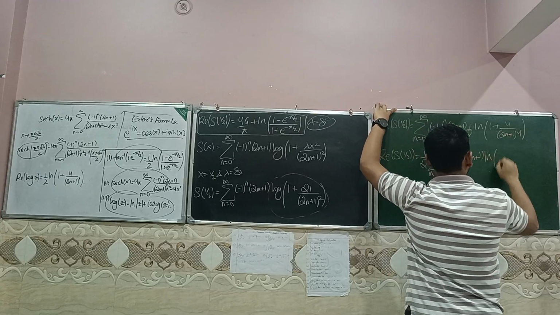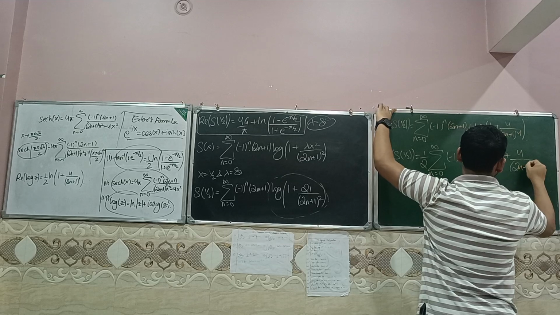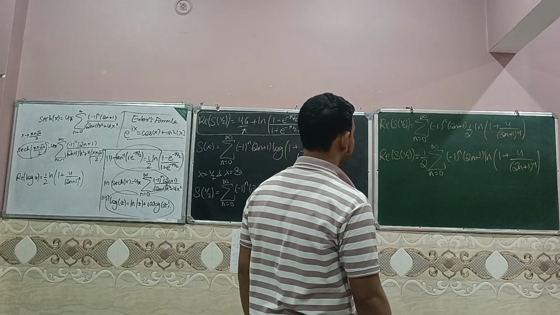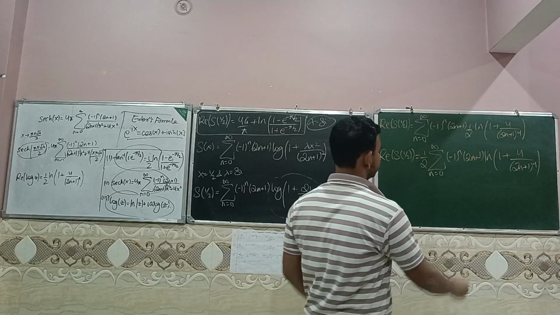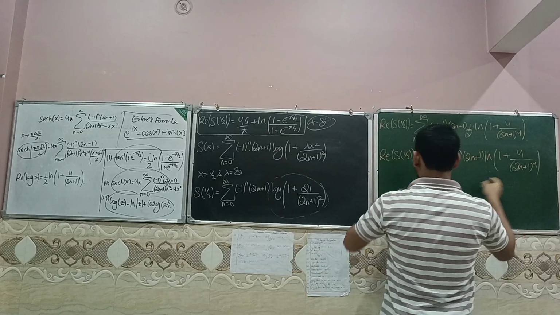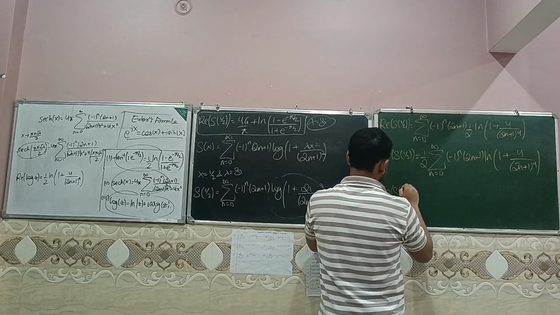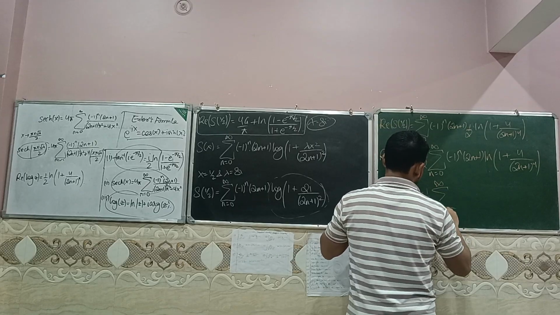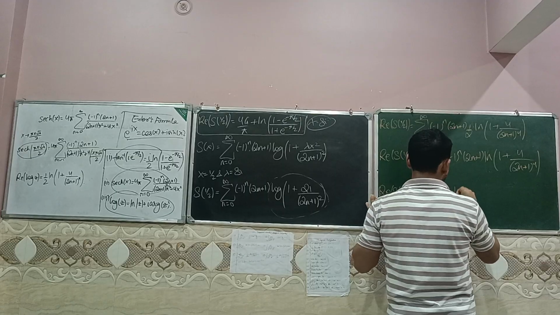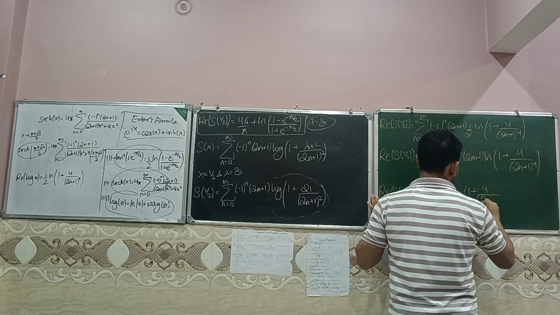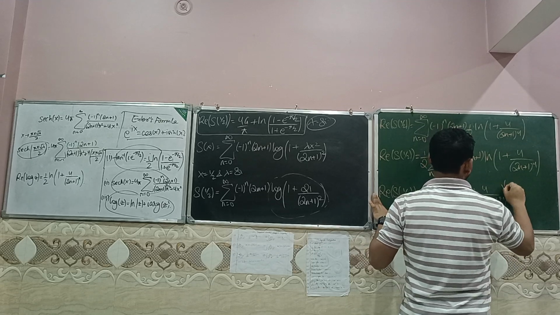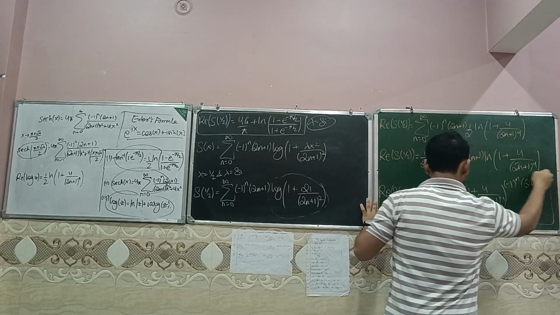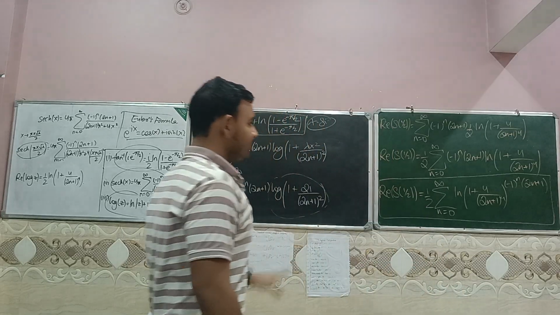ln of 1 plus 4 over (2n+1)^4. Okay, and now we can write this whole thing like this, the real part of S of half, using the logarithmic property: ln of (1 plus 4 over (2n+1)^4) whole to the (-1)^n times (2n+1). Yeah, we can write it down like that.